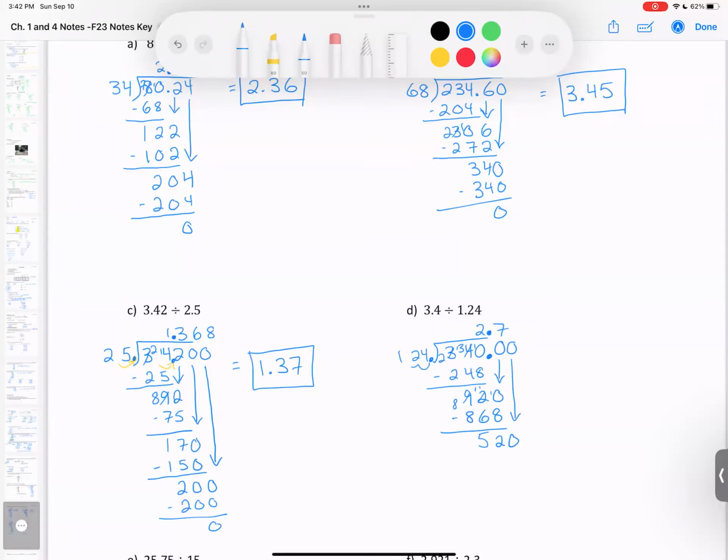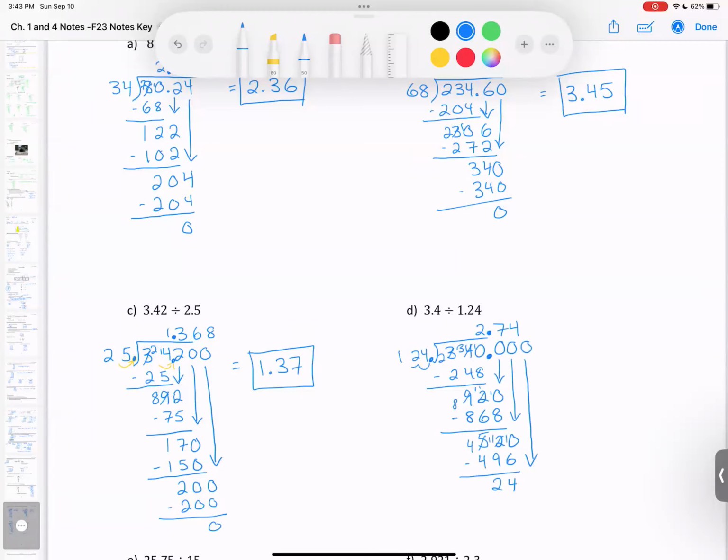So how many groups of 124 can we fit into 520? And the answer will be 4. 4 times 124 is 496. And so we get 24. We're out to the hundredths position, but we have to know if we're rounding up or down.